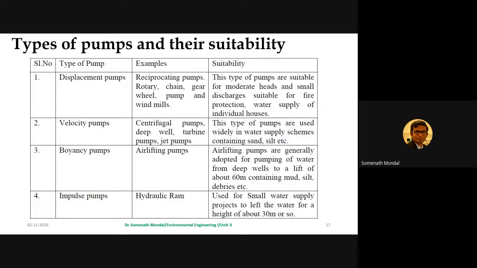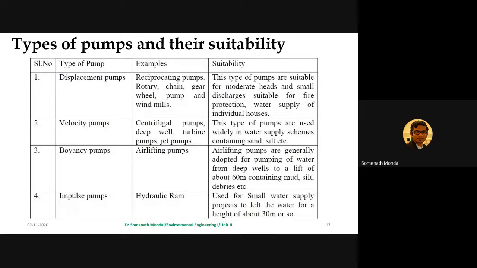So the first one is displacement pumps. Different types of examples can be given of displacement pumps, such as reciprocating pumps, rotary, chain gear wheel pump, and windmill. So these are the different types of displacement pumps. Now suitability, this type of pumps are suitable for moderate heads and small discharges, suitable for fire protection, water supply of individual houses.